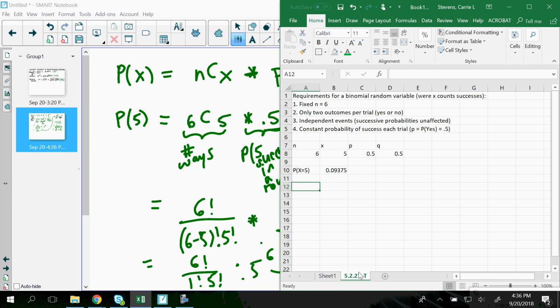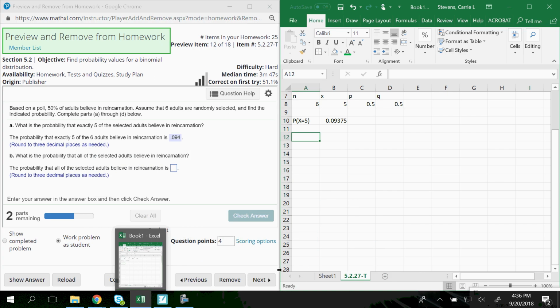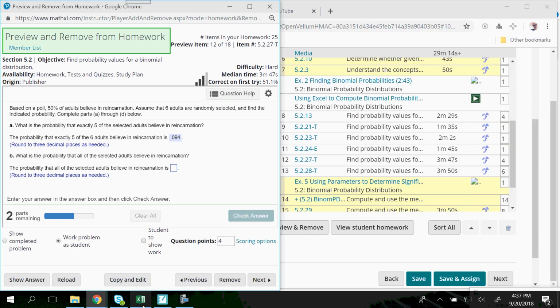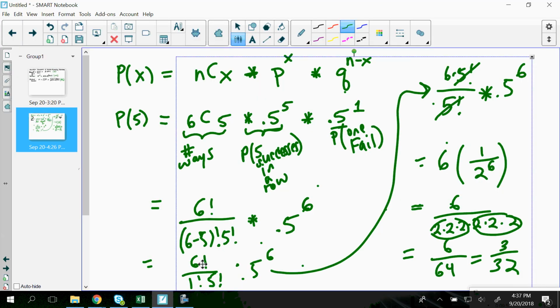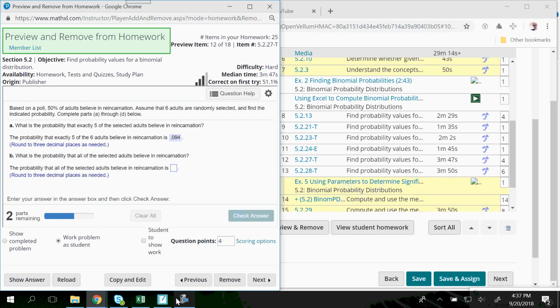Now, I also want to show you that I can verify my combinations. When I have 6 items and 5 successes, I will have 6 possible ways to get that. So what I just did there is I used Excel's combinations function to verify this part of my calculation, the 6 factorial over 6 minus 5 factorial, 5 factorial. So the 6C5 came out to be 6.